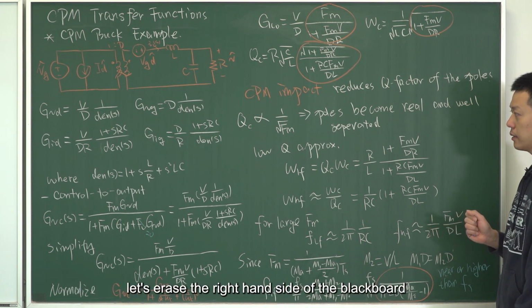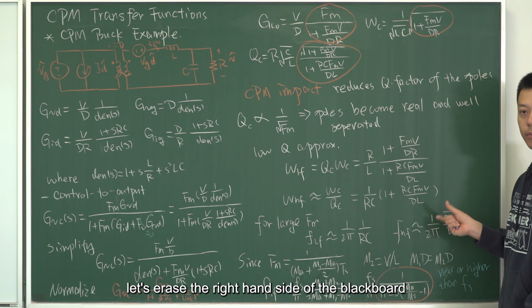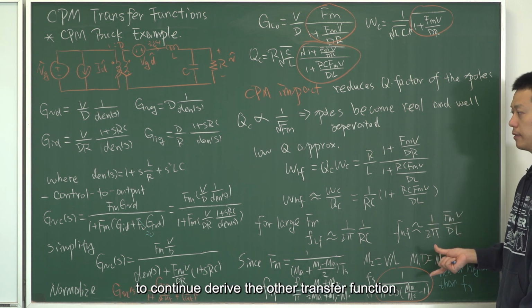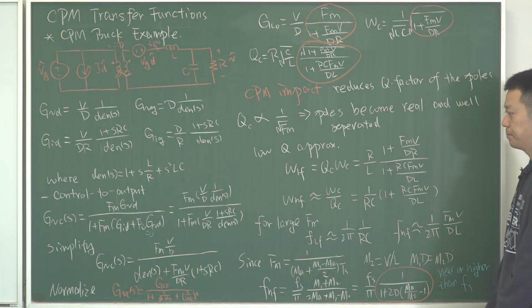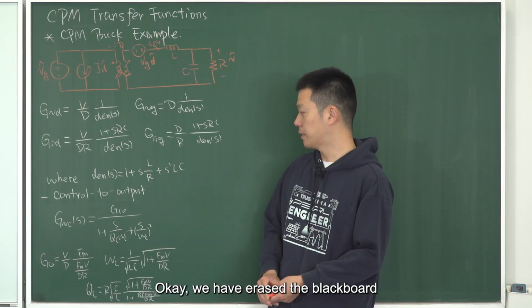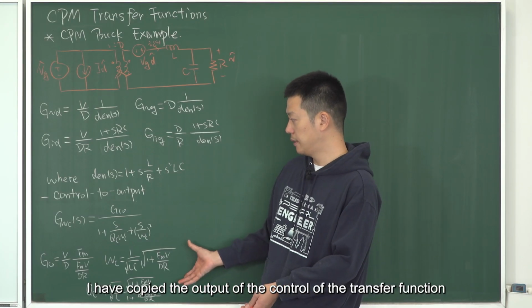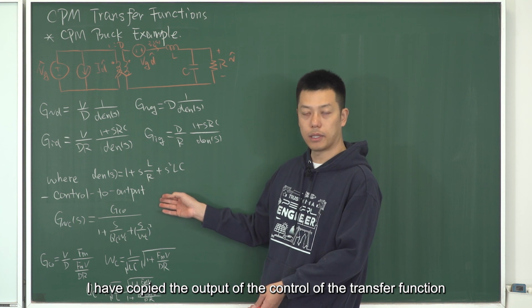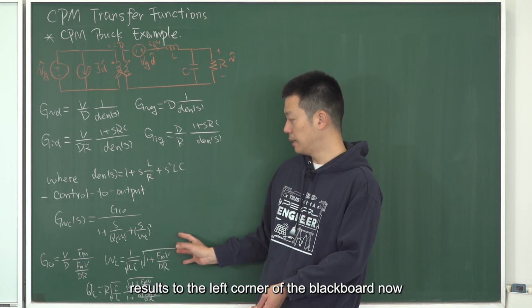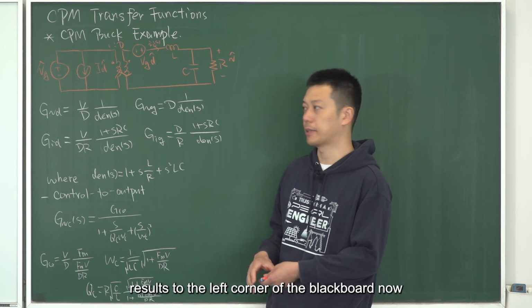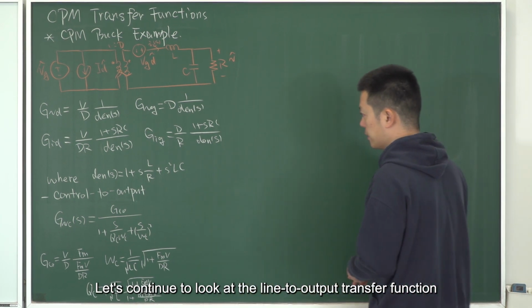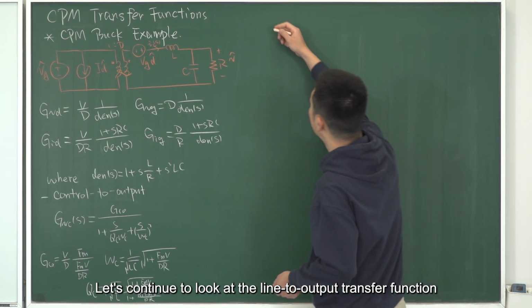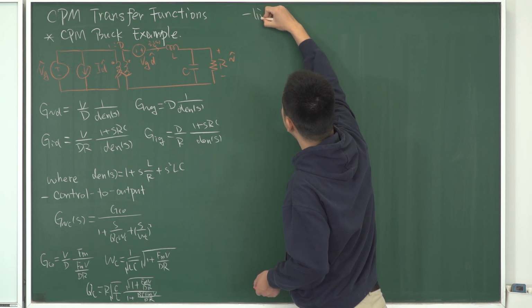Okay, now let's erase the right-hand side of the blackboard to continue to derive the other transfer function. We have erased the blackboard, and I have copied the control to output transfer function results to the left corner of the blackboard. Now let's continue to look at the line to output transfer function.